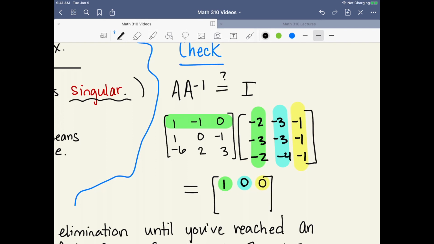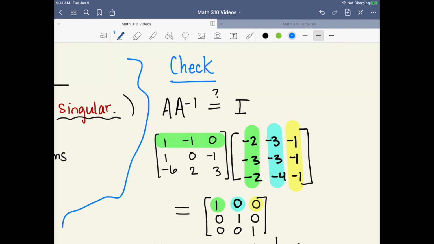When you go to calculate the entries for the second row, you're going to be using the second row of A and then the 3 columns from A inverse. And this is more dot products to work out. You should check these next 2 rows to be sure you're comfortable with matrix multiplication, but it is going to work out to be 0, 1, 0 and 0, 0, 1. So AA inverse did work out to be the identity matrix, and we have a good check on our work.